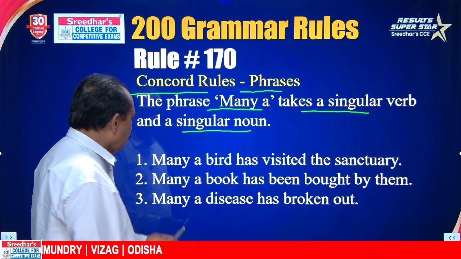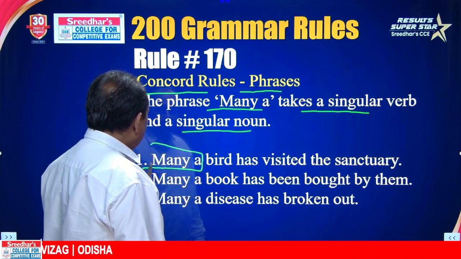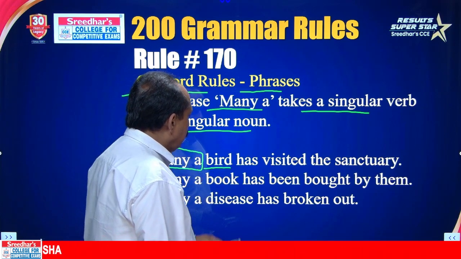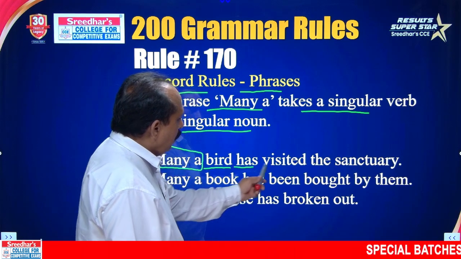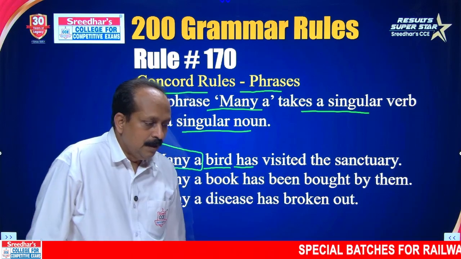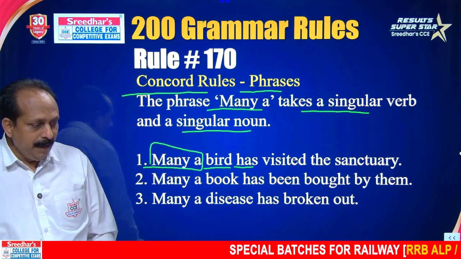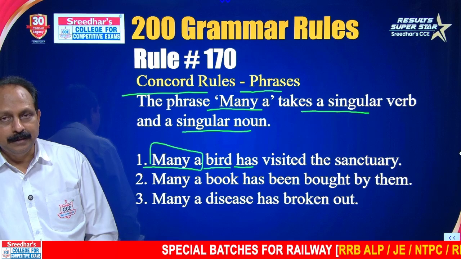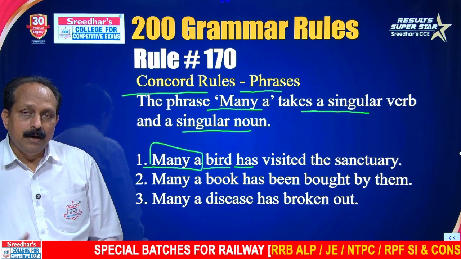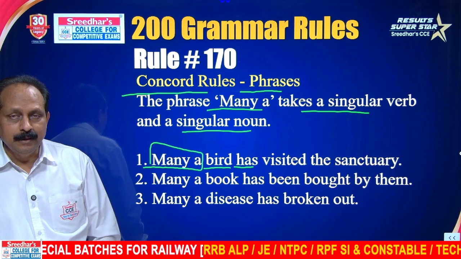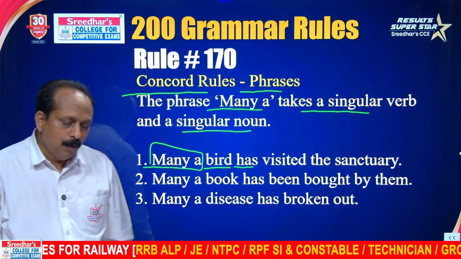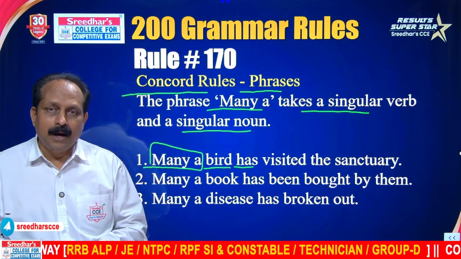Look at the example. Many a bird, singular, has a singular verb, visited the sanctuary. In the exam, they may give "many a birds have visited." Not correct. You can say "many birds have visited." That's a different pattern. Always remember in English, we have many patterns.